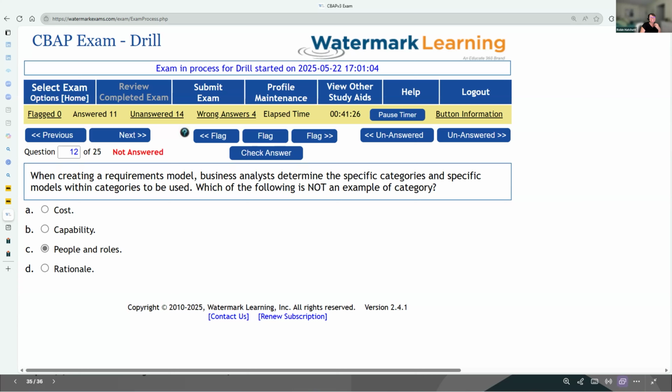Between C and D, I will go for C as well. Okay, why do you like C? It sounds weird as a category. People and roles, I don't remember by heart. But people and roles, I mean, okay, this is a stated category. Yeah, cost is maybe not a requirement. Cost is a requirement in a different area when we are looking at value, 7.1.